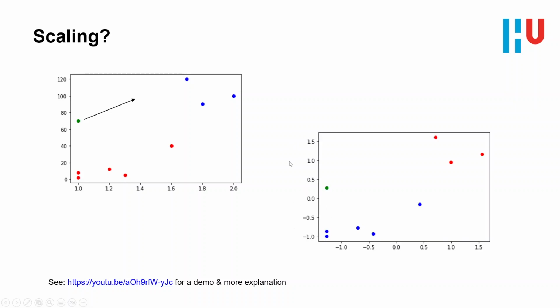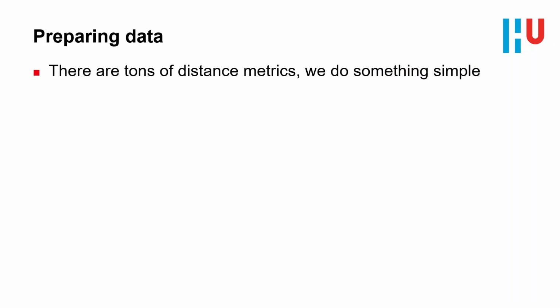So basically what we did here is scale this axis so that the range of these values is similar for this axis and this axis. And when we then apply the KNN algorithm again, we will see that it predicts that this one should be here. Again, I made a demo of this, including the code, in this YouTube link. So scaling is an important part of preparing data.